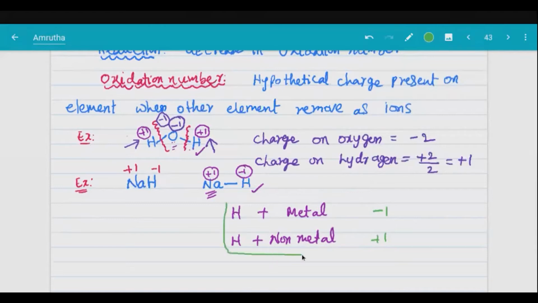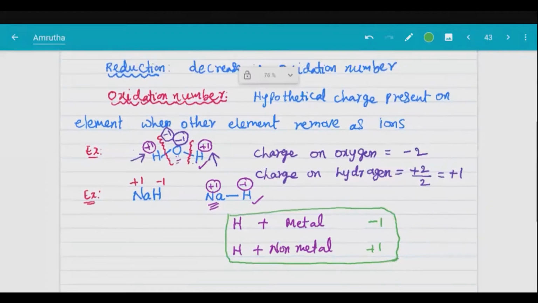So this is for hydrogen oxidation number. Like that, we have rules for oxygen, we have rules for nitrogen, we have rules for a particular group. Suppose halogen, if I say, what is halogen oxidation number? Normal oxidation numbers. Halogens, no? Do you know what is oxidation number of halogens? Sir, what are halogens? Fluorine, chlorine, bromine, iodine, all these are halogens, right?